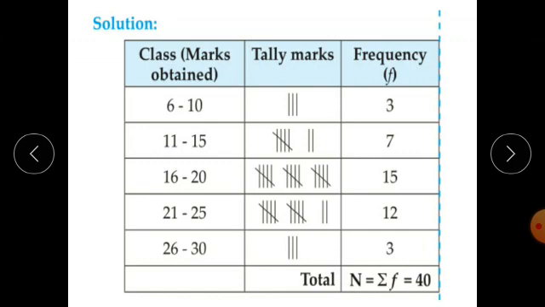So each of these numbers is the frequency of the corresponding score and it is denoted by f. The total of all frequencies is denoted by N, while the sum of all frequencies is denoted by sigma f. So 3 plus 7 plus 15 plus 12 plus 3, the sum of all frequencies is 40. So N equals sigma f equals 40. This method is called inclusive method or discrete classes.